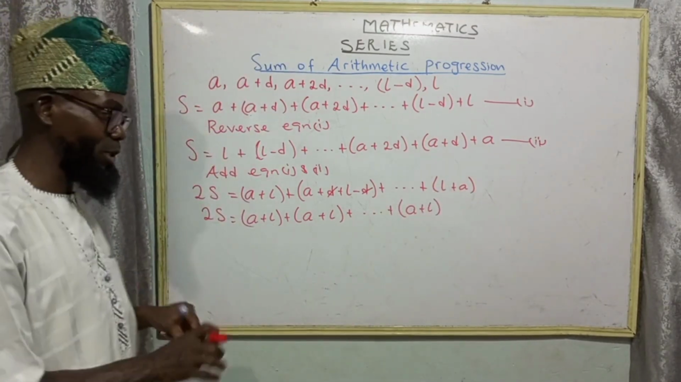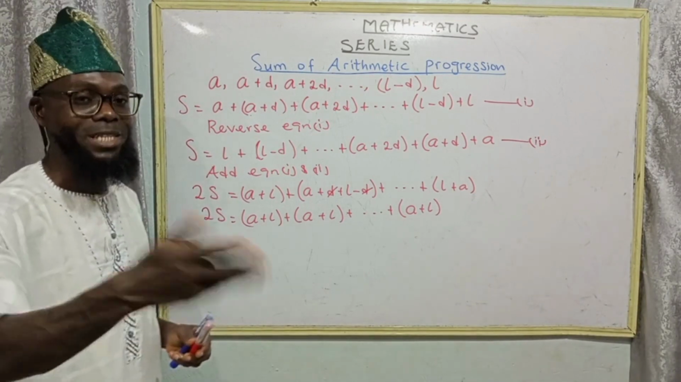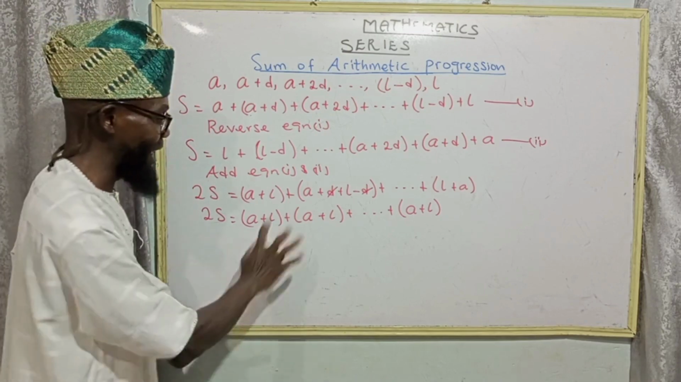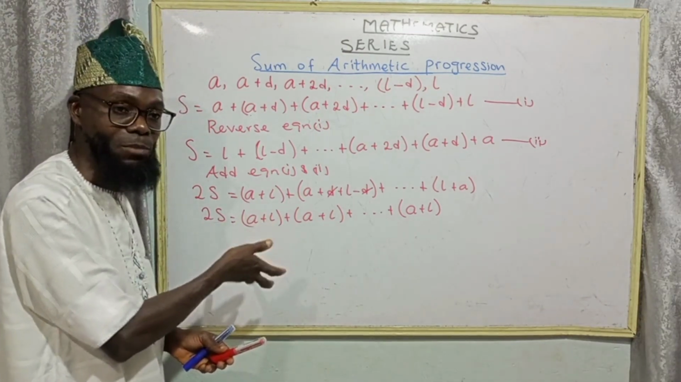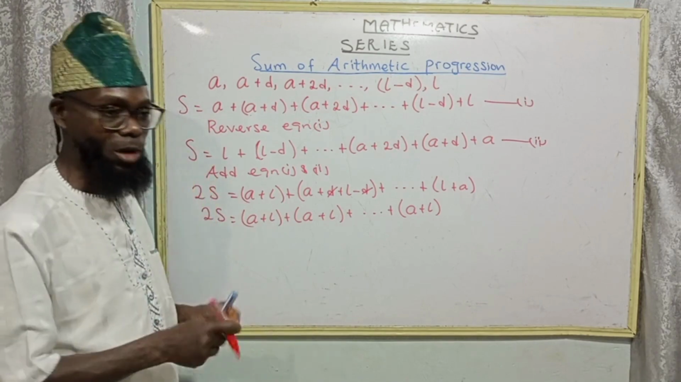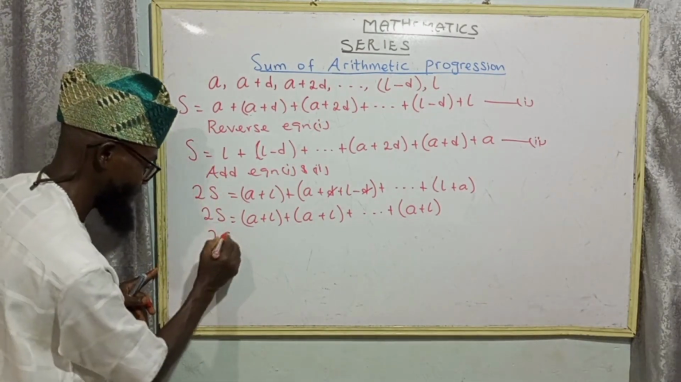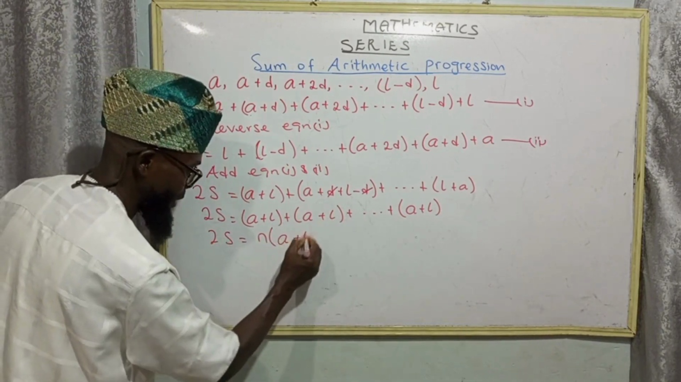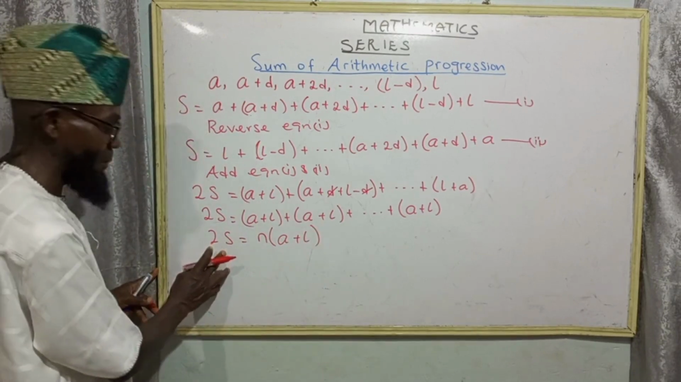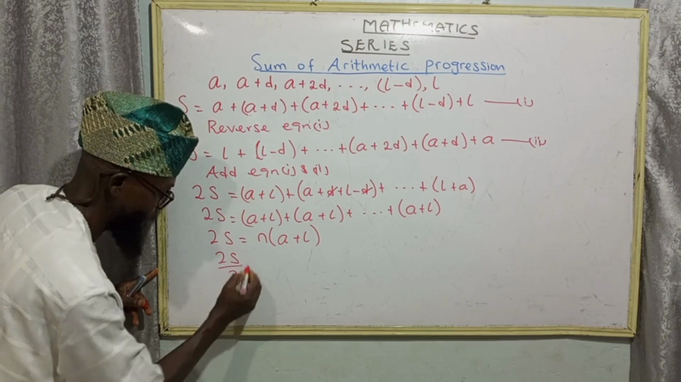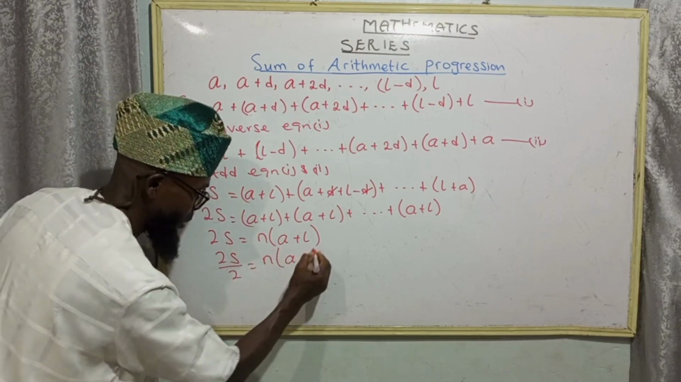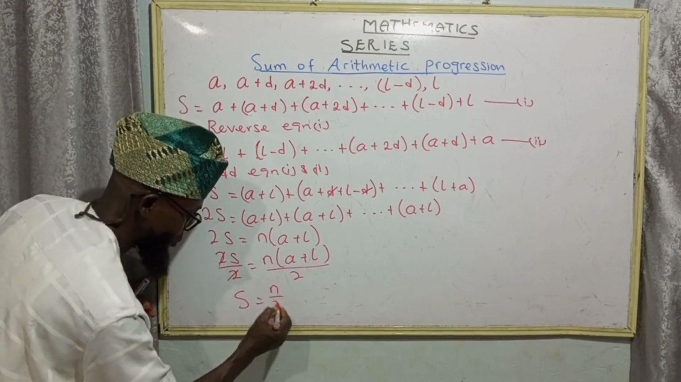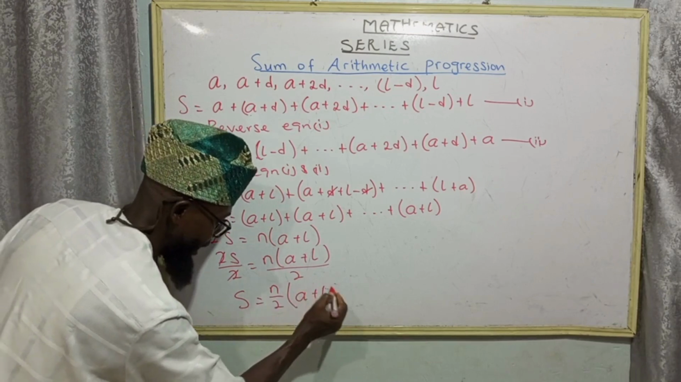If you can recall in the example that we did, we were asked to find the first 200 terms, meaning we have a total of 200 terms there. Here, we are not specified the number of terms, so we represent it as n, the number of terms. So we have 2S is equal to n, the number of terms, multiplied by the common factor, which is A plus L. Now I need my S, so I divide both sides by 2. 2S over 2 is equal to n, open bracket, A plus L, close bracket, over 2. The 2 cancels 2, so S equals n over 2, open bracket, A plus L, close bracket.